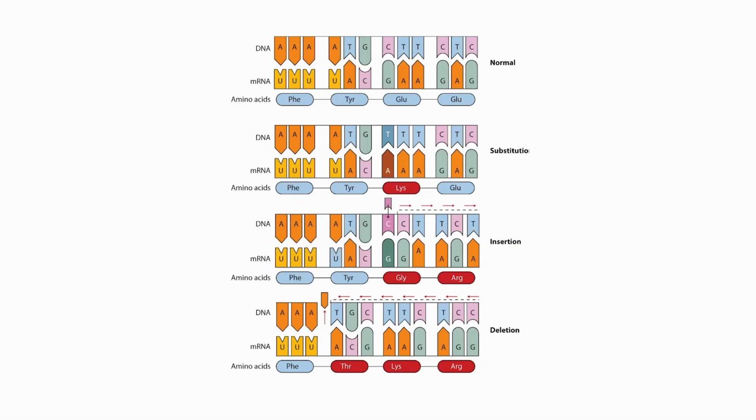Here we have some examples. This is just an illustration for you to see the different sequences in the DNA and messenger RNA. It's a normal chain that leads to phenylalanine, tyrosine, glutamine, glutamine. Notice that here we have a substitution. Instead of GAA, we have AAA that codes for lysine. Here we have an insertion, here we have a deletion. It's exactly the same examples, but here you have everything together in one slide.